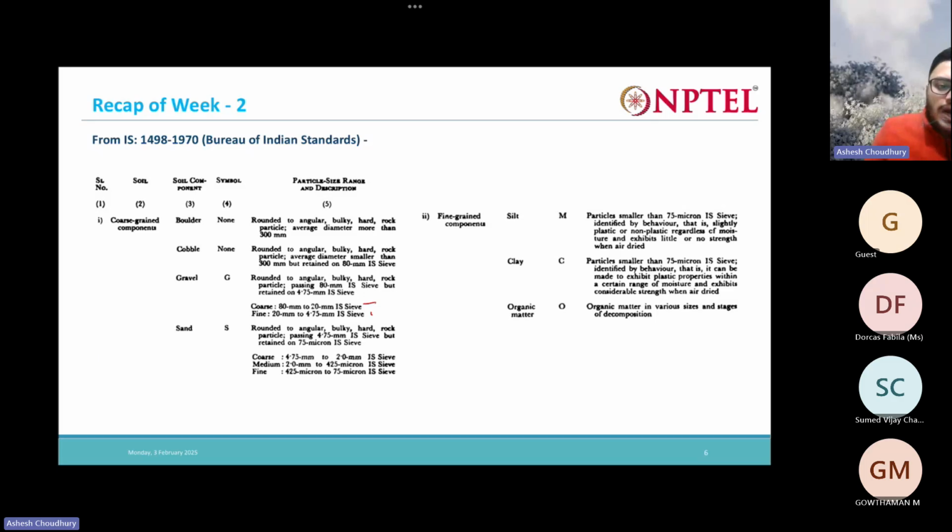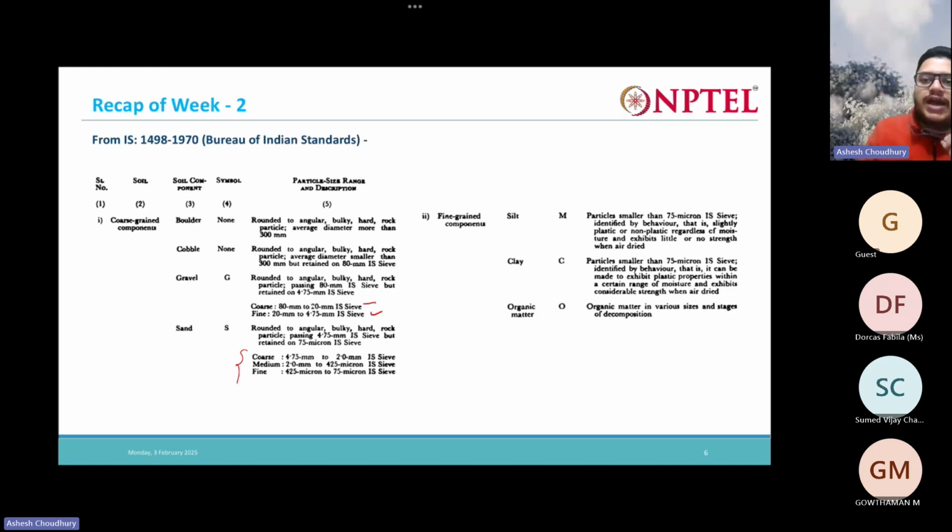Yeah. So similarly for sand, if most of the size of the particles is smaller than 4.75 mm, but the size of the particles is greater than 75 micron, that is 0.075 mm, then we call it sand. If the size of the particles is lesser than 4.75 mm but greater than 75 microns, then we call that soil sand. Now for sand also we can have coarse, medium and fine, and I am not repeating it again. You can see it here.